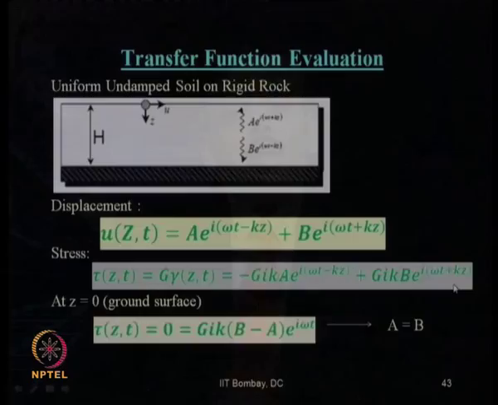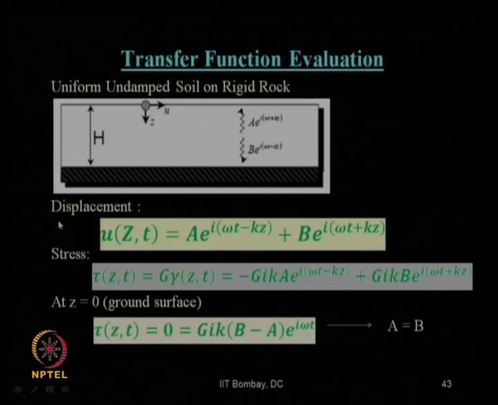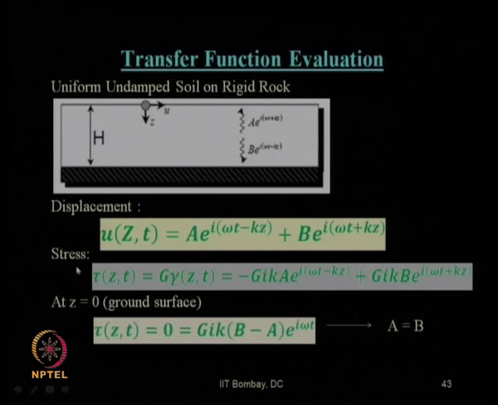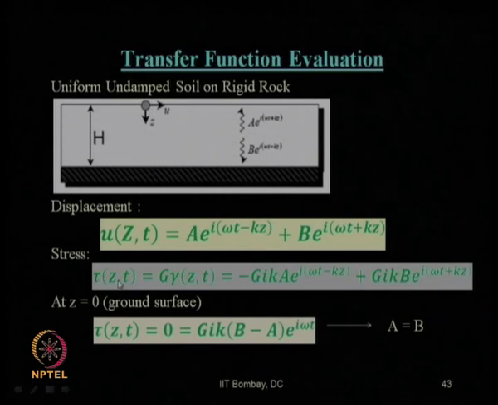Now, the same problem, if we want to find out the displacement and stresses and then apply the boundary conditions to obtain those unknown constants a and b, let us see what we can get. So, the displacement is given already to us in this form. What will be the stresses? Stress can be expressed as a function of z and t again, which is nothing but shear modulus times shear strain. So, shear stress is nothing but shear modulus times shear strain.